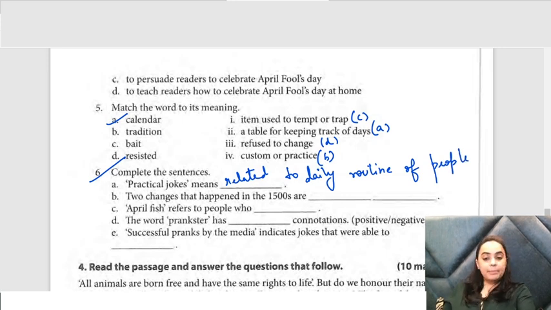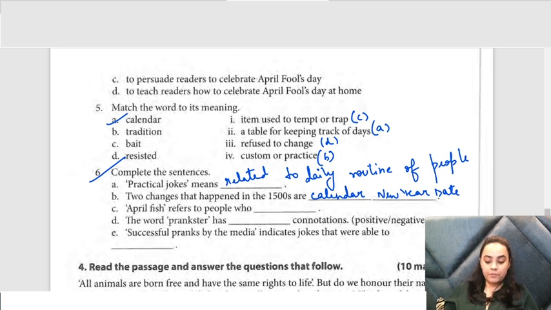Two changes that happened in 1500. What two things changed in 1500? One, the calendar changed, and the new year date changed. These two changes took place in 1500. April fish refers to people who were these people? Who believed that it was easy to catch fish using a bait. These were the people who were termed as April fish.